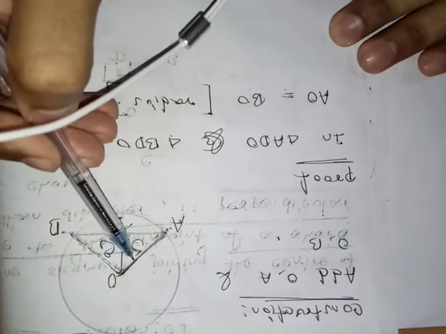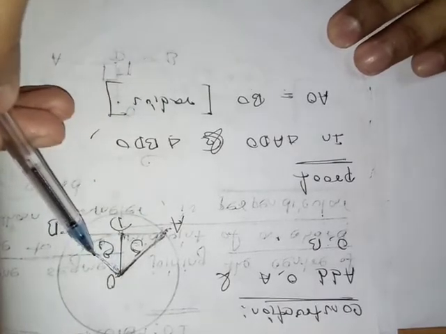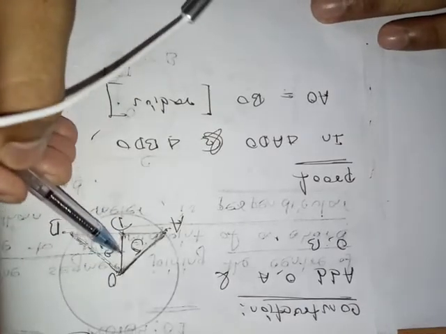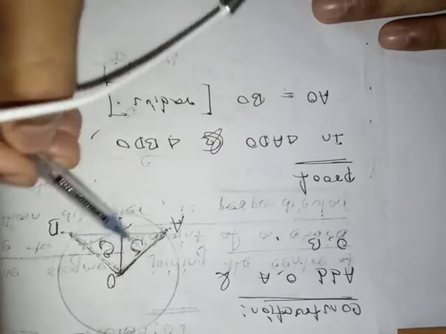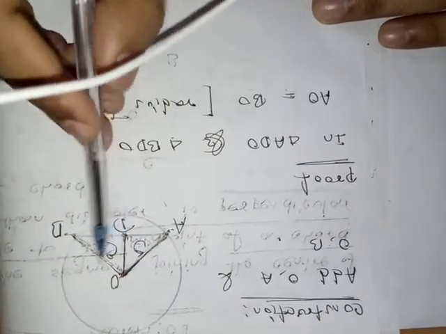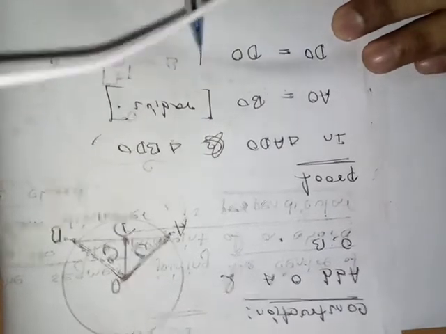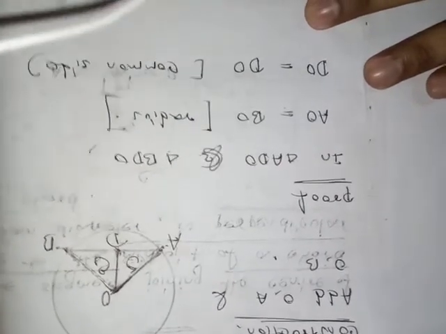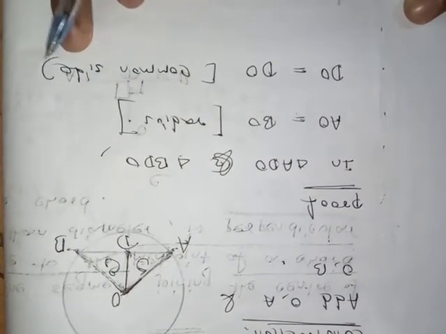Well then, see, in the triangle ADO and in the triangle BDO, there is a common side. DO is a common side. DO side is in triangle ADO. DO side is also in triangle BDO. So we can say DO is equal to DO. In that bracket, we can say common side.